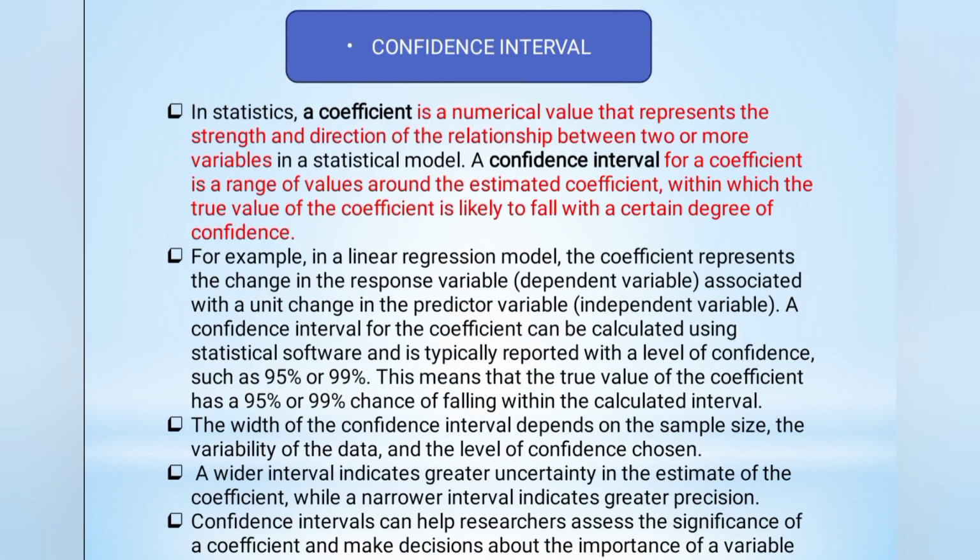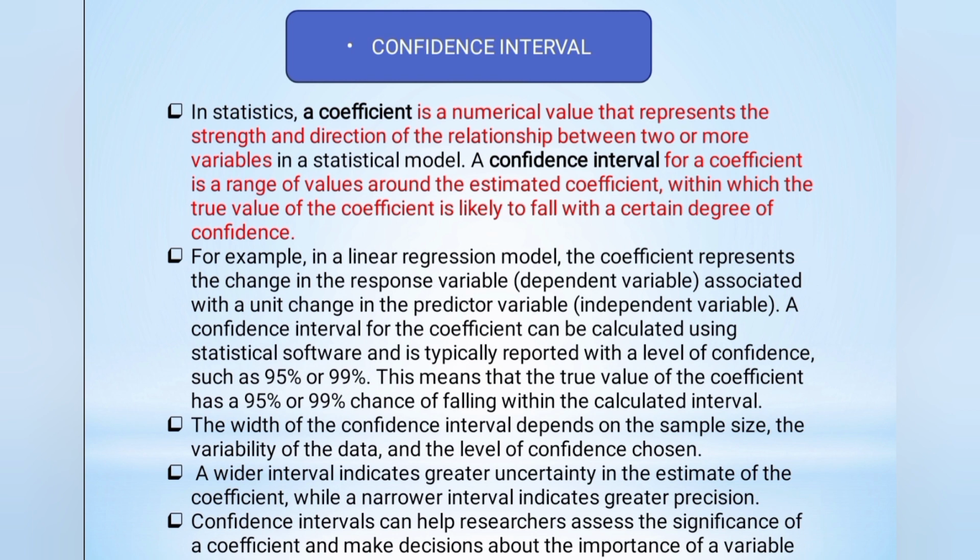Confidence interval. In statistics, a coefficient is a numerical value that represents the strength and direction of the relationship between two or more variables in a statistical model. A confidence interval for a coefficient is a range of values around the estimated coefficient, within which the true value of the coefficient is likely to fall with a certain degree of confidence. For example, in a linear regression model, the coefficient represents the change in the response variable, the dependent variable, associated with a unit change in the predictor variable, the independent variable.